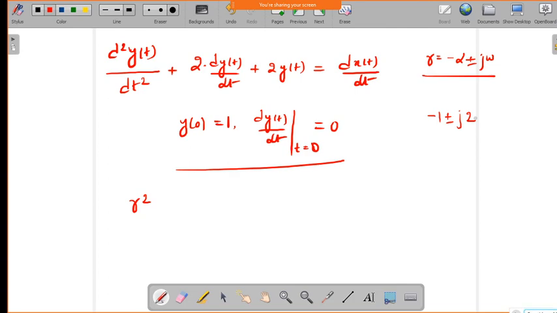Check it once. So if you do r square plus 2 into r plus 2 which is equal to 0, when x of t equal to 0. So now what is the value of b here? Which is 2, c is 2 and a is 1. So now use the equation to find out roots, which is equal to minus b plus or minus root of b square minus 4ac, divided by 2a.